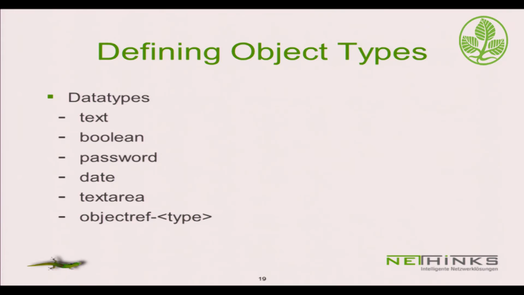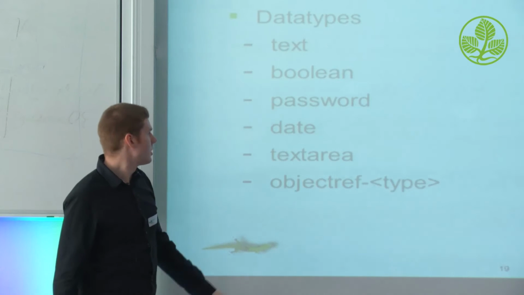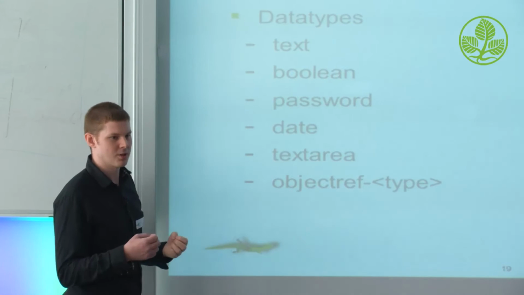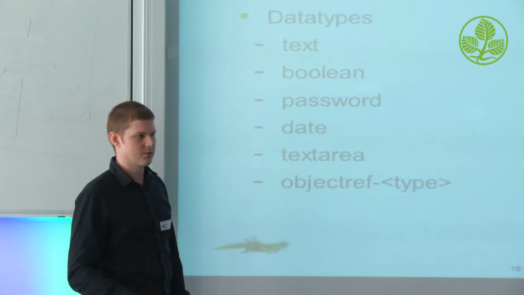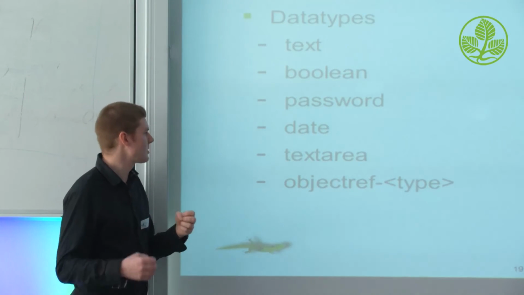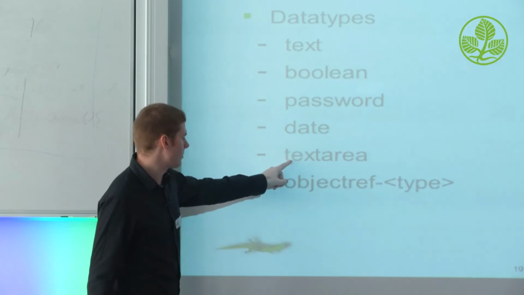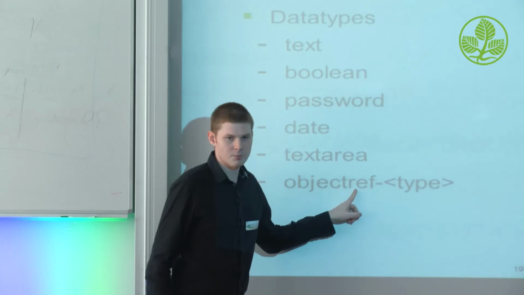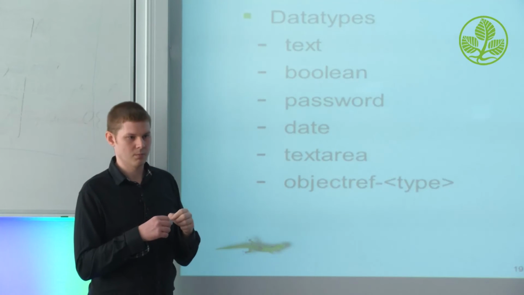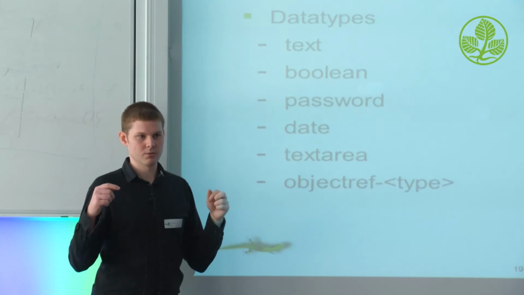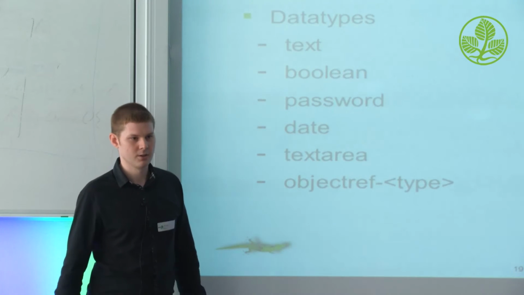Okay, the available data types are text, a simple text field; Boolean, which simply shows a checkbox; password, which uses this password display where you click on this symbol to get the password; date with a date picker; text area; and object references, where you can have this drop-down menu to choose a reference to another object.